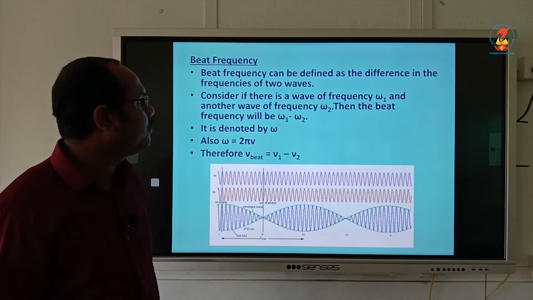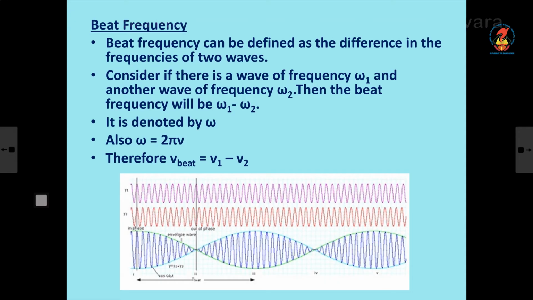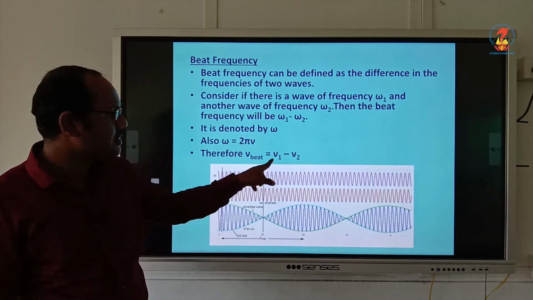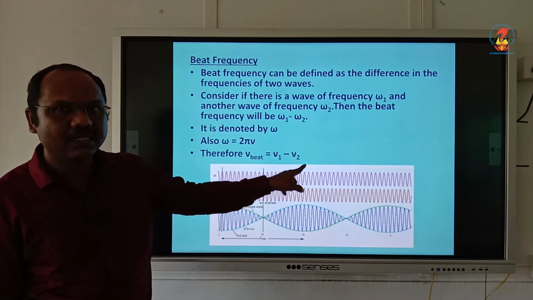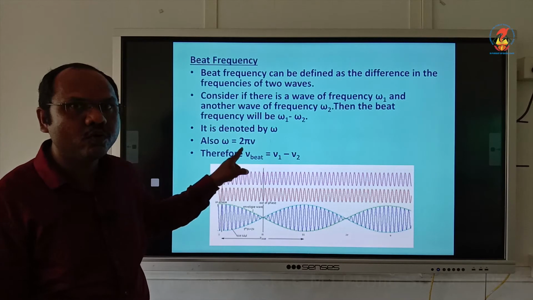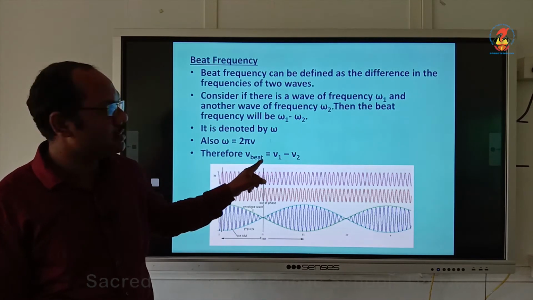Now, what is meant by beat frequency? Beat frequency can be defined as the difference in the frequencies of two waves. That means, if the first wave has a frequency 430 and the second wave has a frequency 434, subtract both, always bigger minus smaller. So, 434 minus 430, 4 beats. So, beat frequency will be nu1 minus nu2. This is not V1, okay? This is nu1 minus nu2. This is nu beat. Nu beat is equal to nu1 minus nu2.